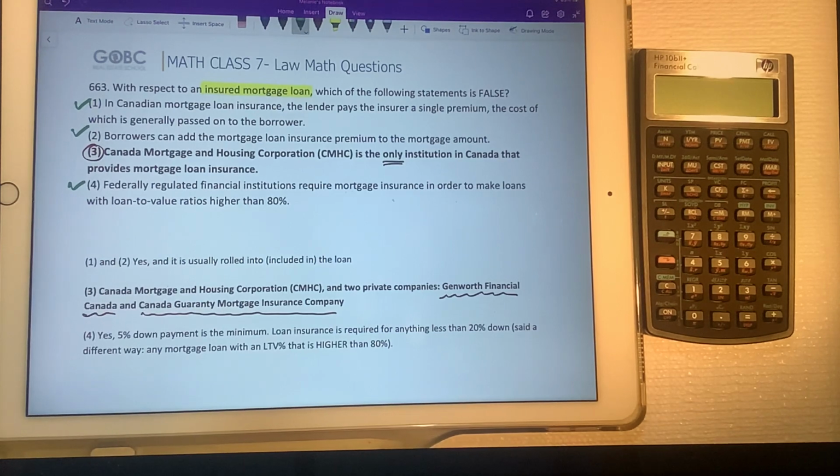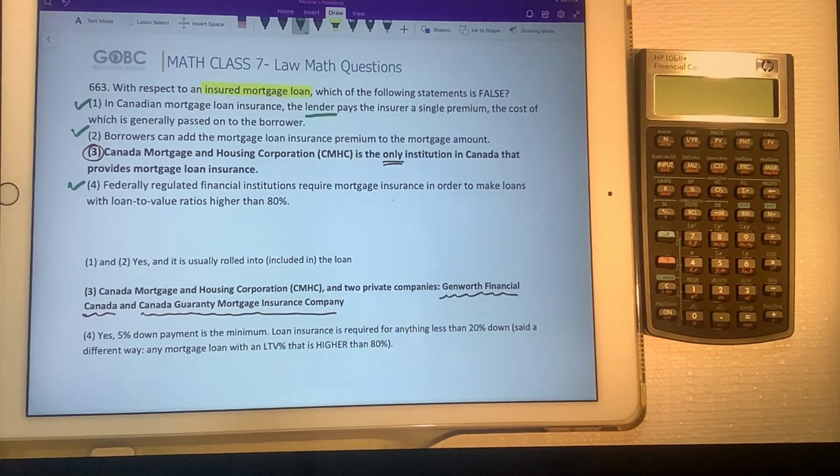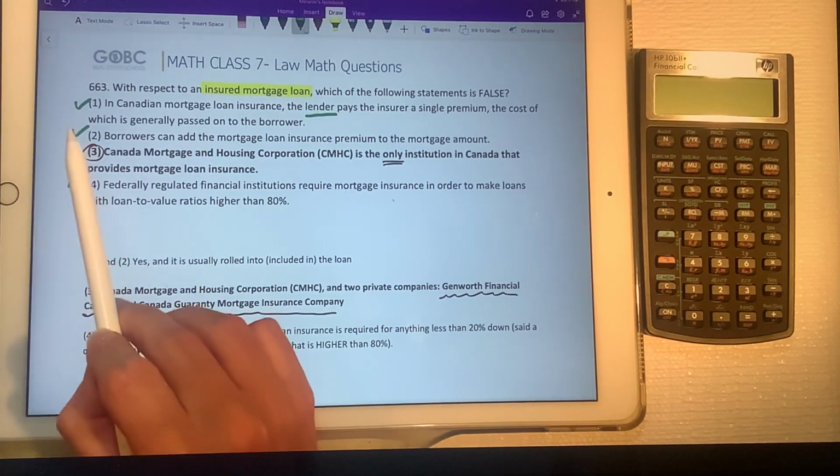So in Canadian mortgage loan insurance, the lender pays the insurer a single premium, the cost of which is generally passed on to the borrower. So the lender will actually pay the premium, they'll arrange the insurance, and then the borrower needs to reimburse the lender for that premium. Usually, like we were mentioning in a previous question, the borrower will put it onto their mortgage, right? They'll bundle it onto their mortgage amount when they arrange the mortgage contract and the loan. Number 2 says borrowers can add the mortgage loan insurance premium to the mortgage amount. So that's what I just explained.